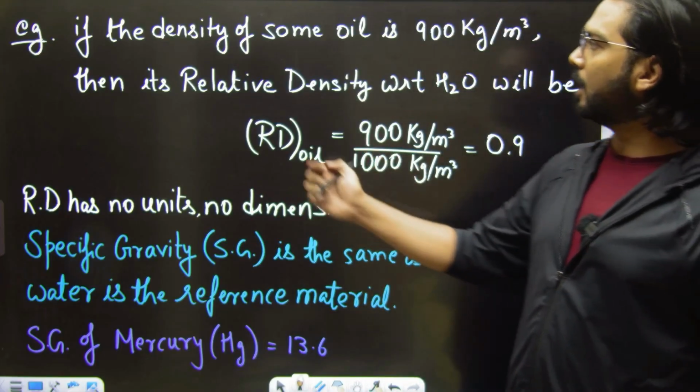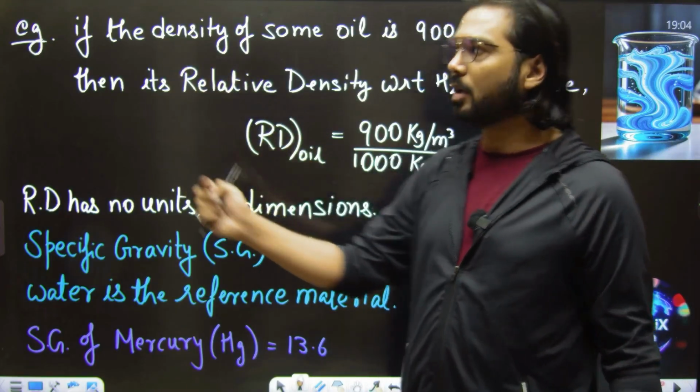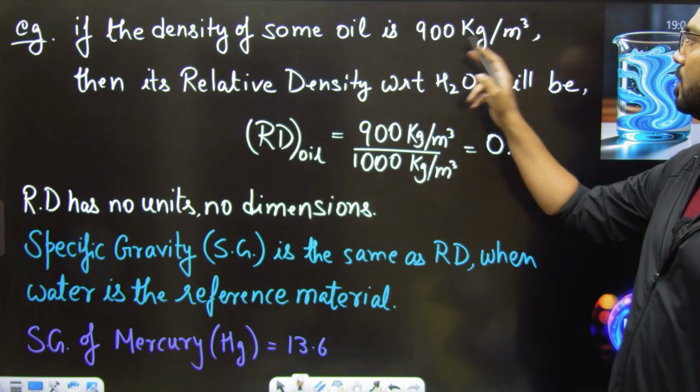Let's say that there was some oil that had a density of 900 kg per meter cube.